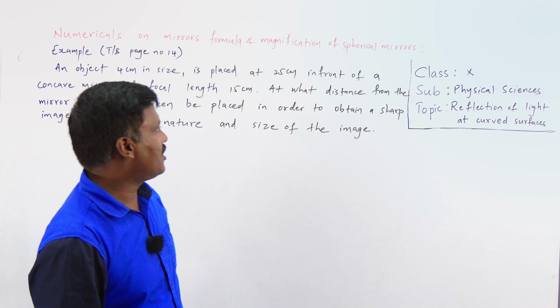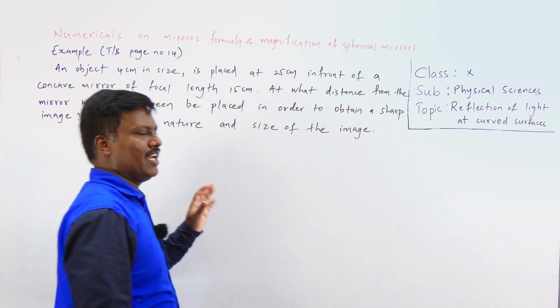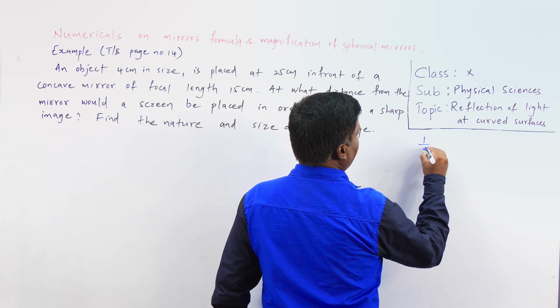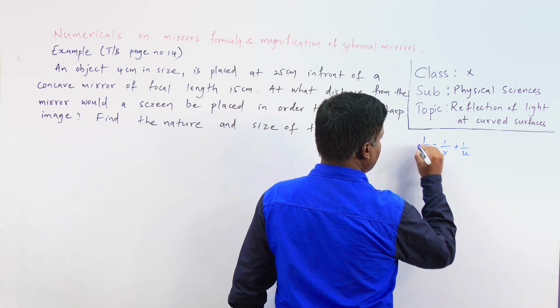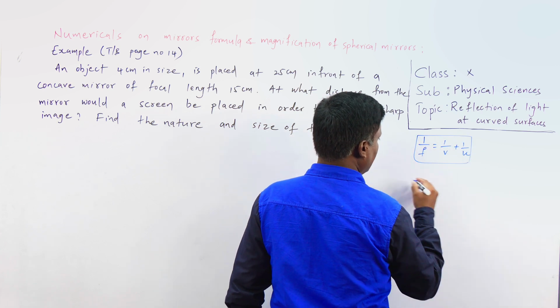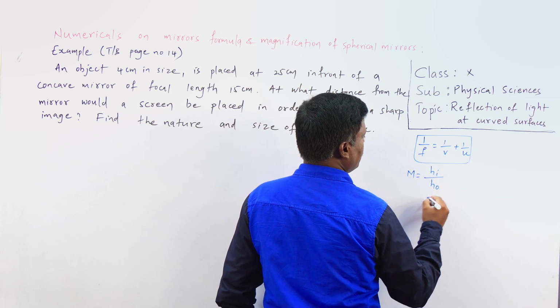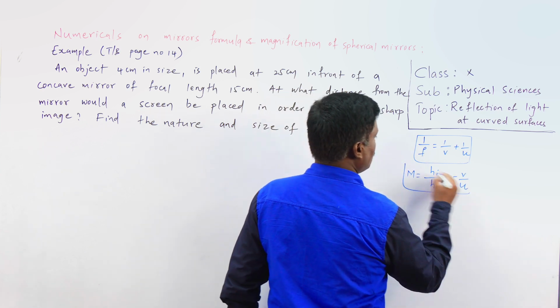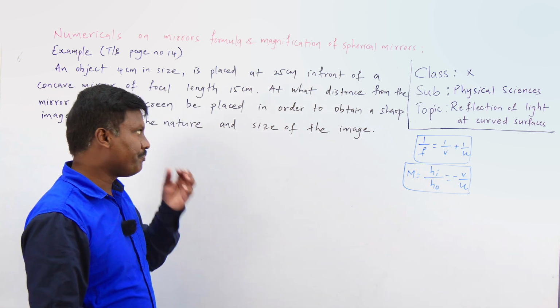Now we discuss some important numericals related to the mirror formula and magnification. What is the mirror formula? 1 by f is equal to 1 by v plus 1 by u. This is the mirror formula or mirror equation. Magnification formula: height of the image to the height of the object, or it is the ratio of image distance to the object distance. Based on these two formulas, we are going to solve the numericals.